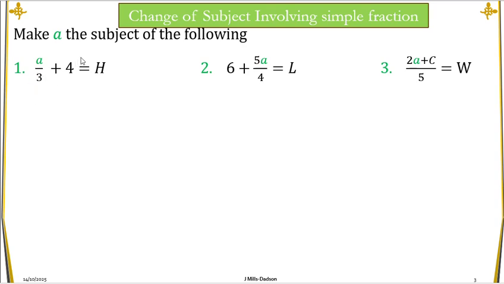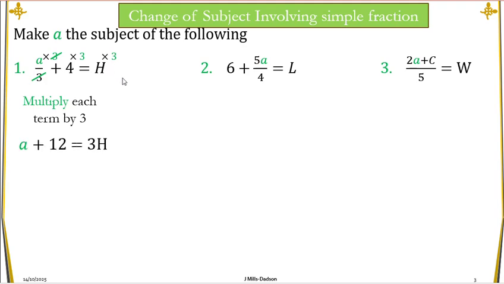Now you realize that A is divided by 3. So the best way is to multiply every single term by 3. By so doing, you can cancel out the 3. So first, we multiply through by 3. That's what I mean. Every single term by 3. And I can now cross out the 3. 3 divided by 3 is 1. So when I cross out, I have only A here. This will be 12 and this will be 3H. So my new formula will be A plus 12 equals 3H.